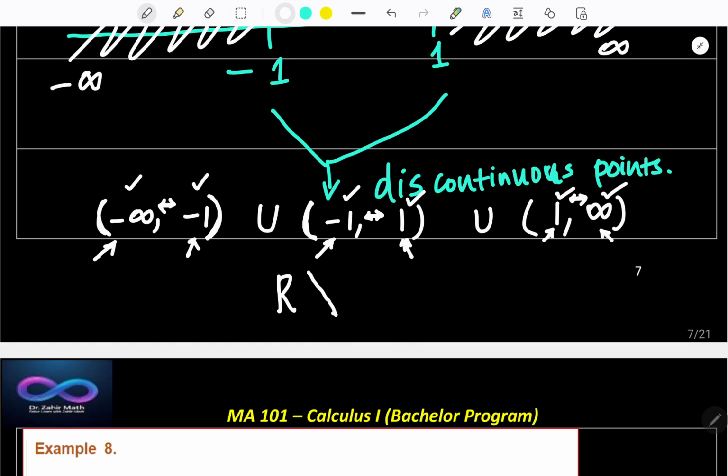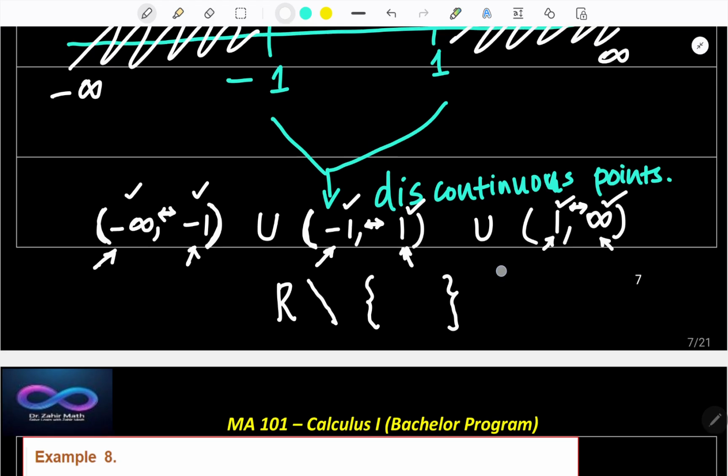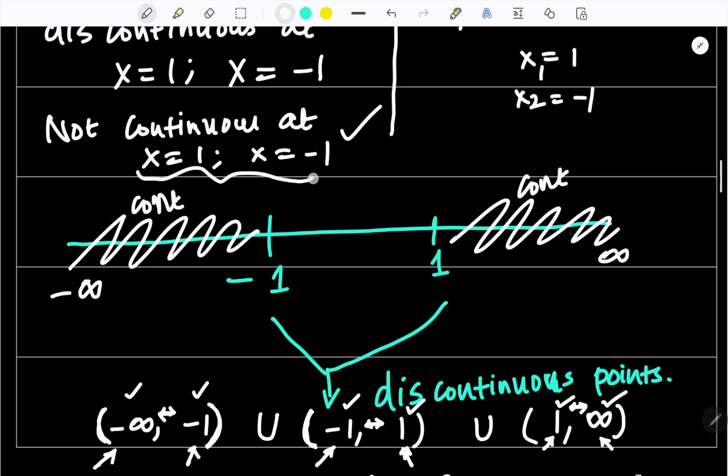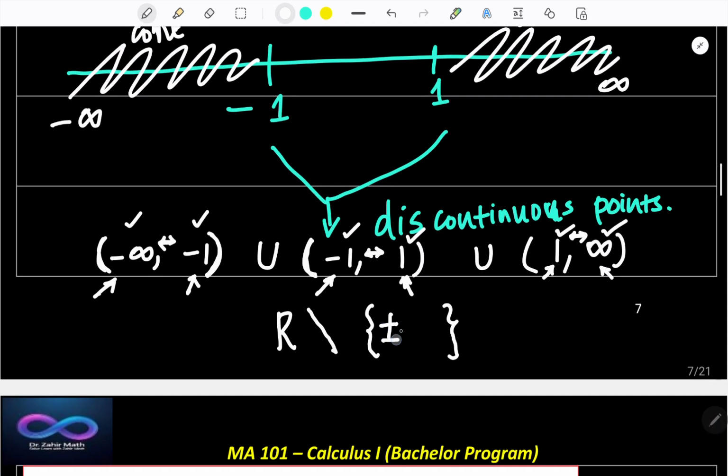Skip, you can say skip or minus, whatever you can say. And then open a curly braces. You know curly braces? This is called curly braces. You write the points, what you got for the x points here, right? Okay, x is equal to plus 1, comma, minus 1.